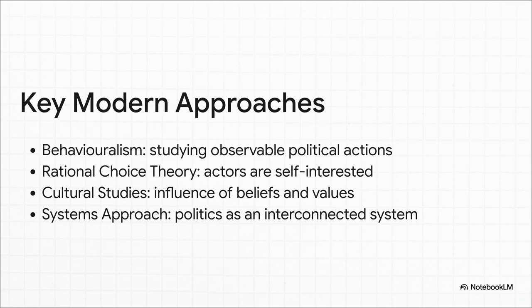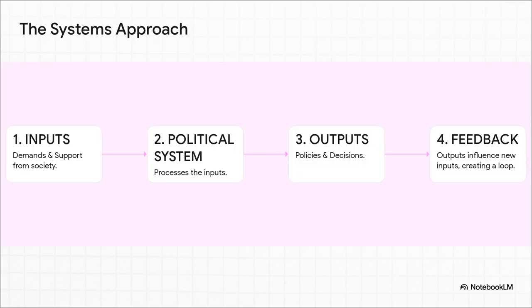But one of the most influential new tools was something called the systems approach, which tried to map out politics like it was a living biological organism. The logic here is actually pretty simple, but incredibly powerful. Society provides inputs, things like public demands for cleaner air or showing support for a party. The political system acts like a big processing plant for all those inputs. It then creates outputs, new laws, policies, decisions. And here's the key. Those outputs create feedback, which then influences the public and shapes the next wave of inputs. It's a continuous dynamic loop that's always in motion.